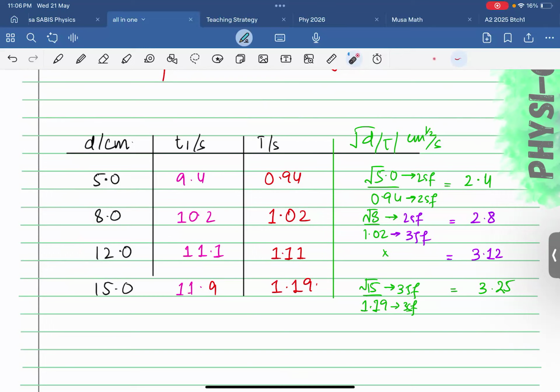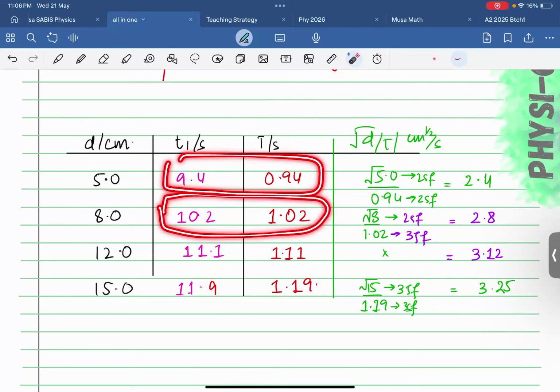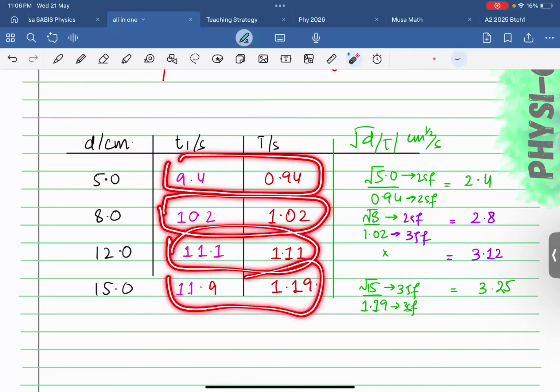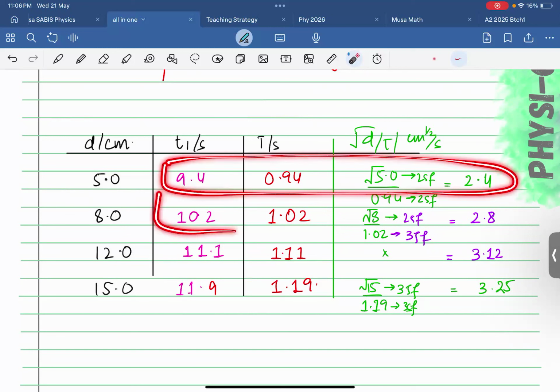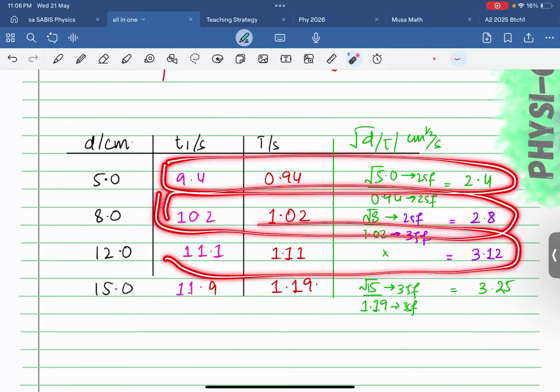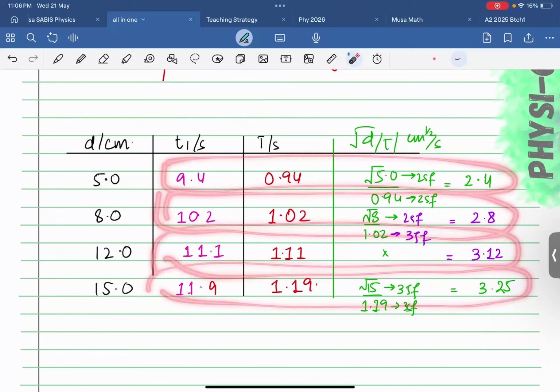Now, the second consistency mark is that all of my D values are to 1 dp. I am consistent with the dp over here as well. I am consistent with the significant figures right here. Remember, we have to go across the column while taking the calculation. I am consistent with the significant figures going across the column, finding the final value. So this is the consistency.